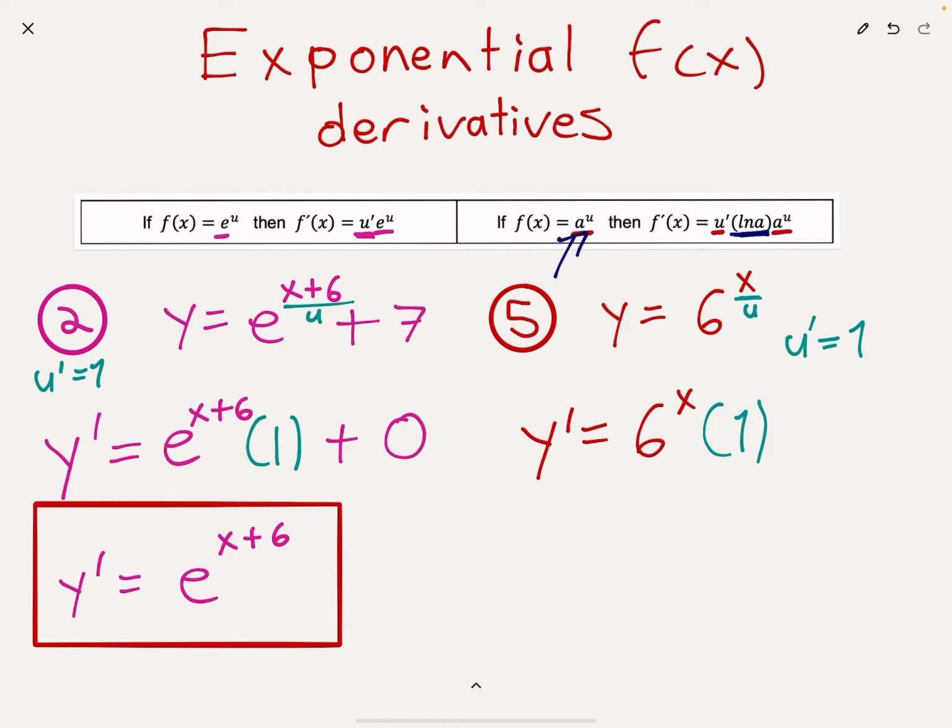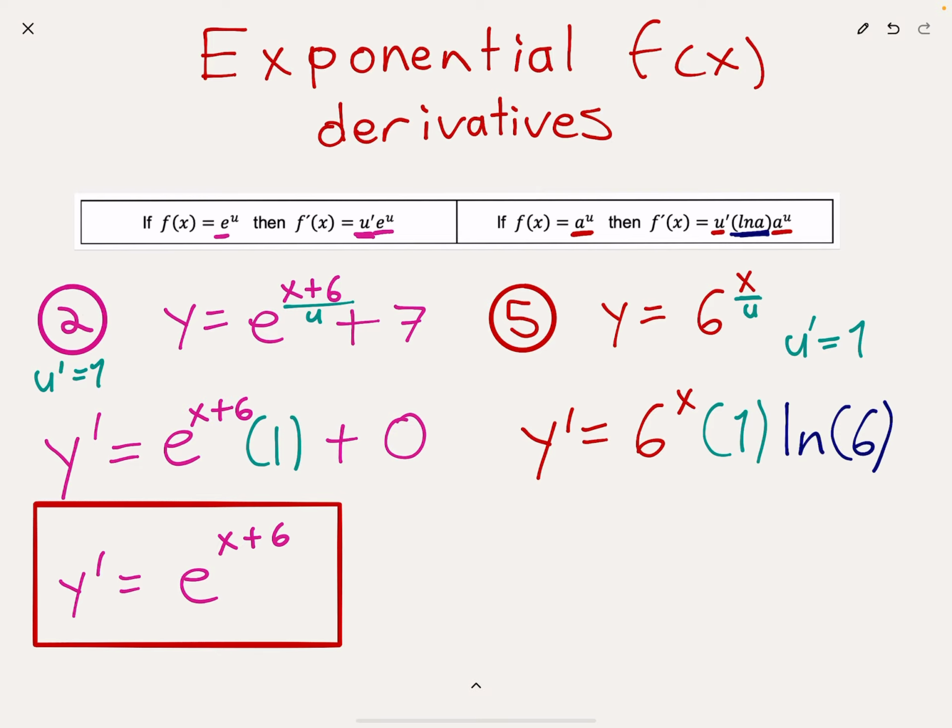The base of the exponential. So the only difference between these two is really when the base is not e, when the base is a constant, we need to add the natural logarithm of the base, that in this case is 6.